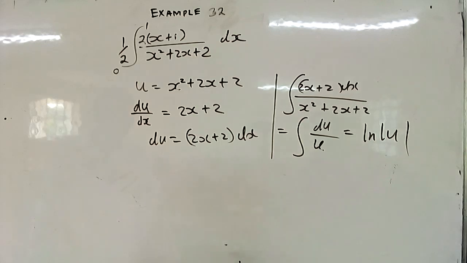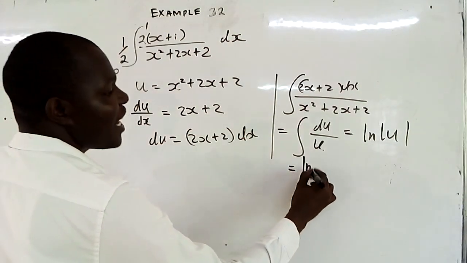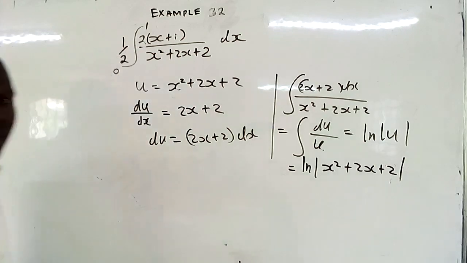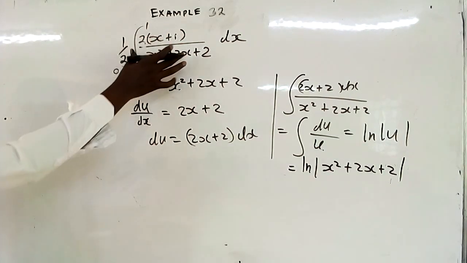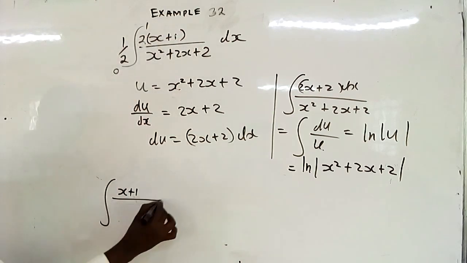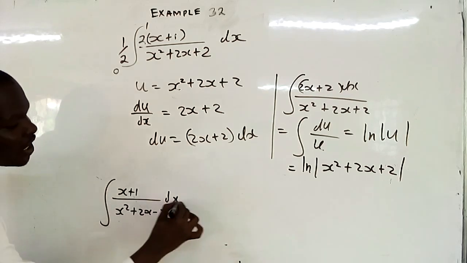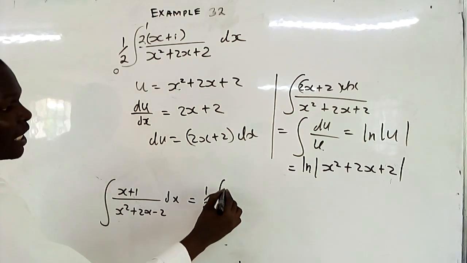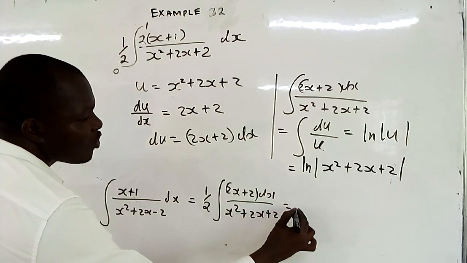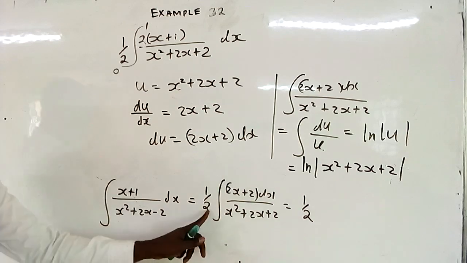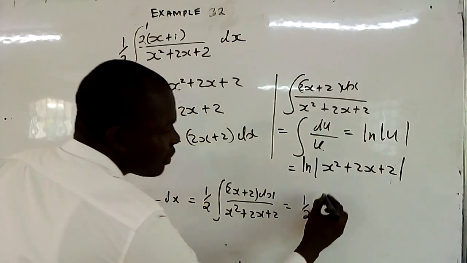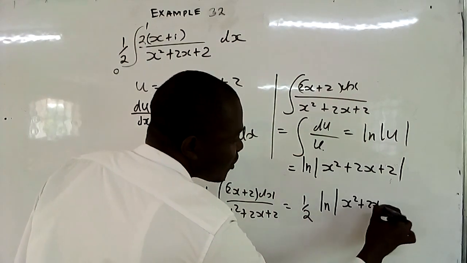So from there, can you now substitute the value of u? It is ln of, where there is u, you put the value of u. What was u? u was x squared plus 2x plus 2. So you now go back to your original problem. What do we have? We have a half into this. Your integral was x plus 1 over x squared plus 2x plus 2 dx, which we've transformed to be a half into 2x plus 2 dx over x squared plus 2x plus 2. The whole of this integral you found to be ln of x squared plus 2x plus 2.